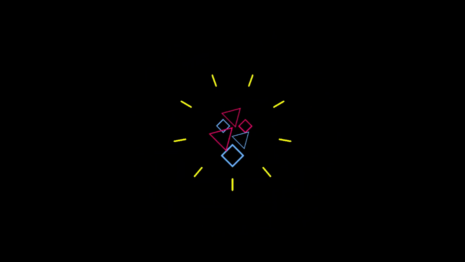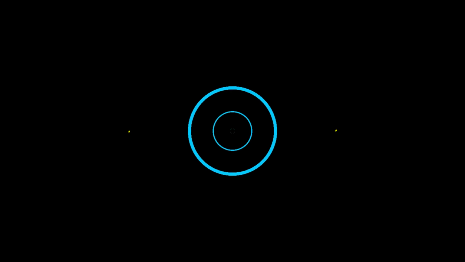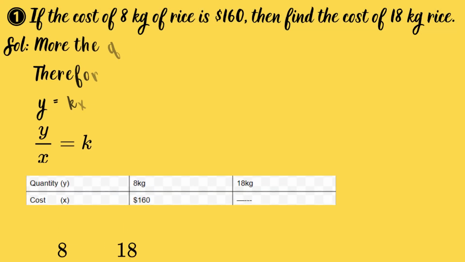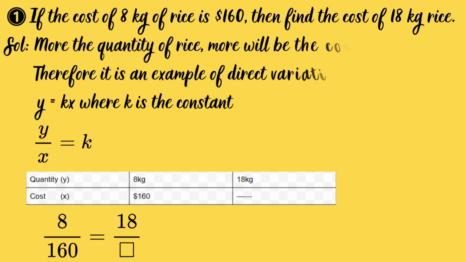Today we will discuss some problems on direct and inverse variation. Let's look at our first problem. If the cost of 8 kg of rice is $160, then find the cost of 18 kg of rice. Now, as the quantity of rice increases, the cost will also increase. Therefore, it's an example of direct variation.